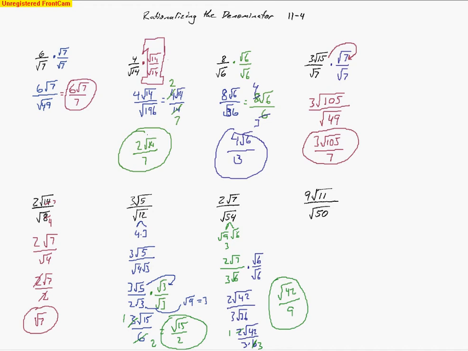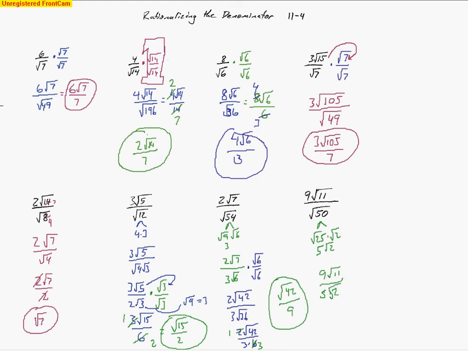The last problem here is similar to those others, where there's a factor in 50 that's a perfect square. 25 times 2 makes 50. Always look for the perfect squares. 5 and 10 make 50, but those don't help me out because those are not perfect squares, but 25 is, so that's why I use that number. So now the square root of 25 makes just 5, so 5 square roots of 2 is what my denominator is going to be. So I've got 9 square roots of 11 over 5 square roots of 2.